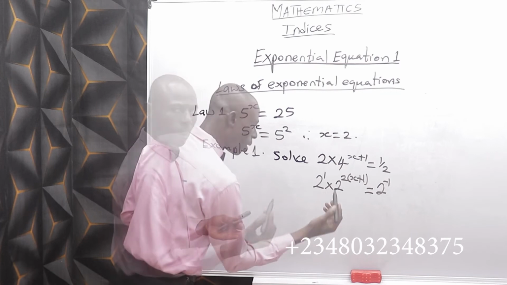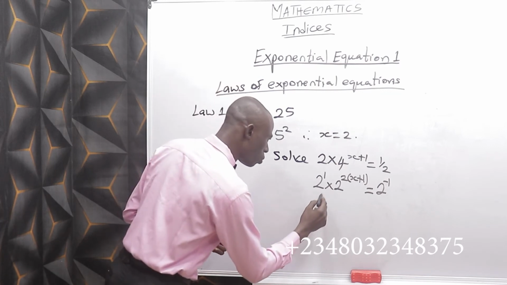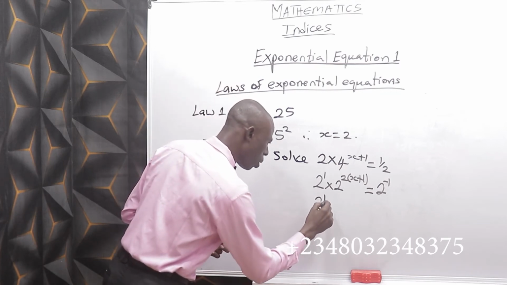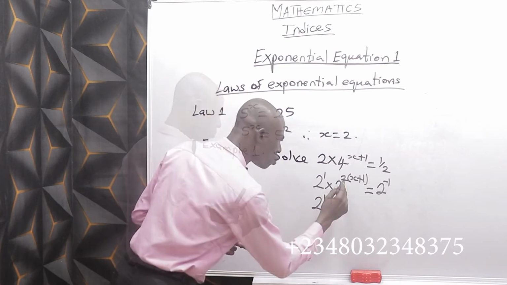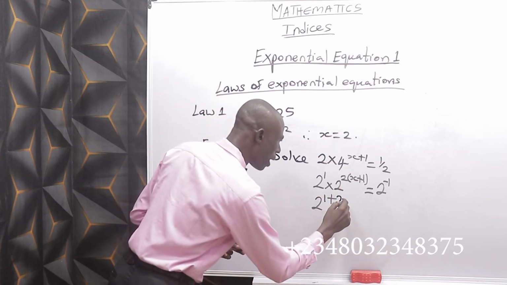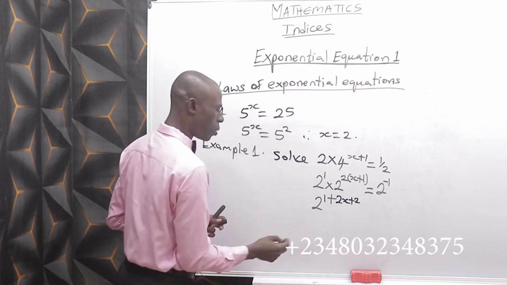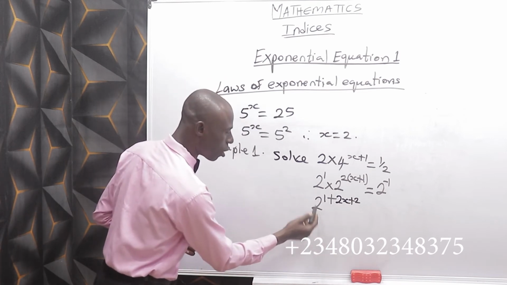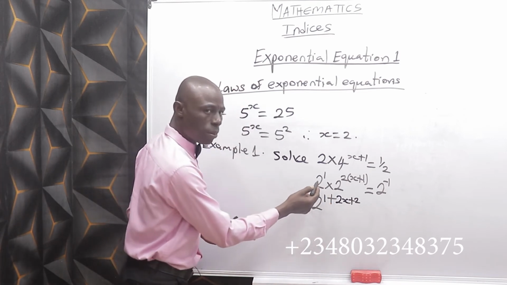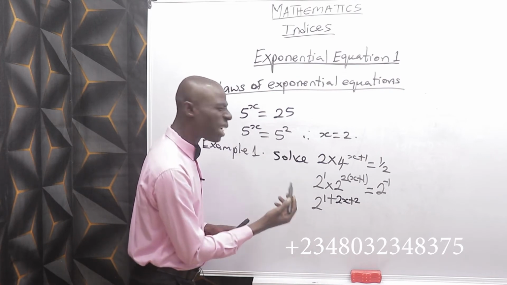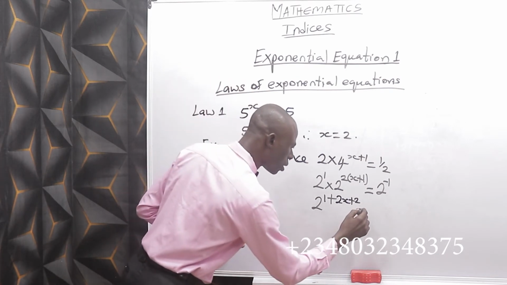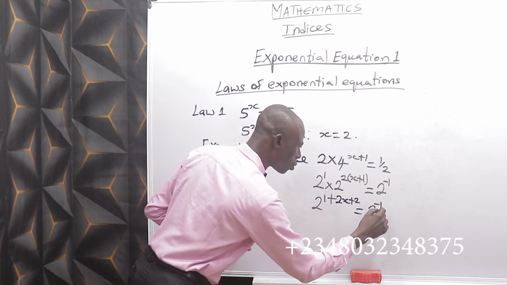So applying the normal law of indices, the law of multiplication, you rewrite this as 2 raised to power 1 plus, opening this bracket, 2x plus 2. The first addition sign here is as a result of the multiplication symbol changing to an addition symbol in the exponent, which is equal to 2 raised to power minus 1.